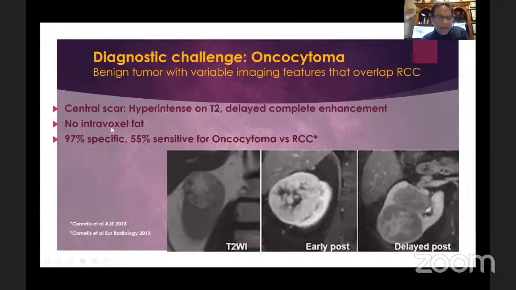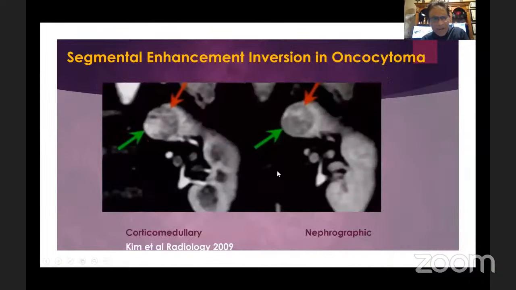No intravoxel fat, that is, no low intensity on out of phase, was 97% specific and 55% sensitive in patients with oncocytoma versus renal cell carcinoma based on these two studies. So it is a very powerful feature to differentiate this from clear cell type renal cell carcinoma.